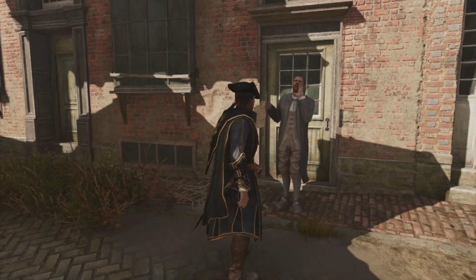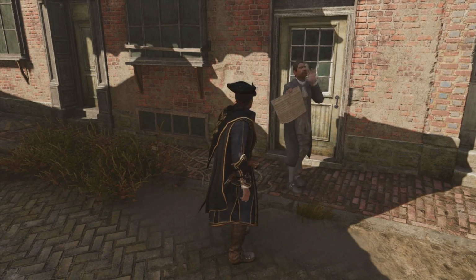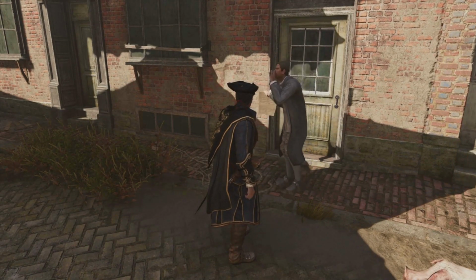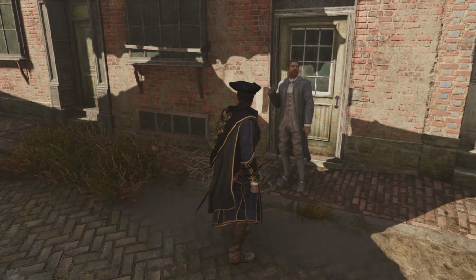People of Boston, the earthquake on Cape Ann has demolished homes and churches. Help rebuild them if you are able. Pray for them if you are not.